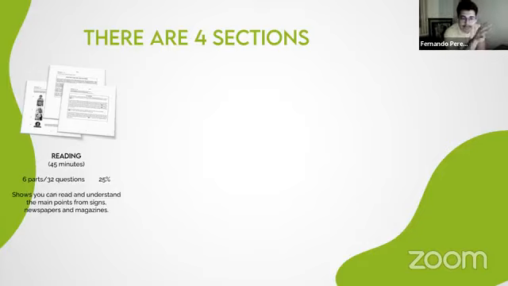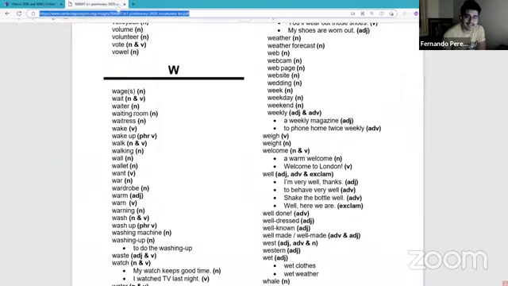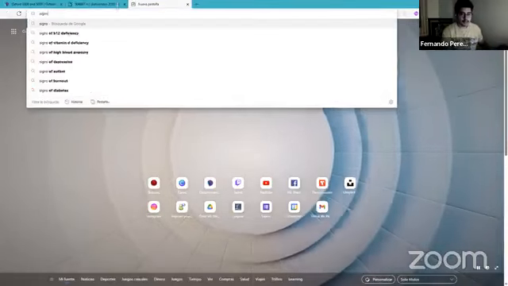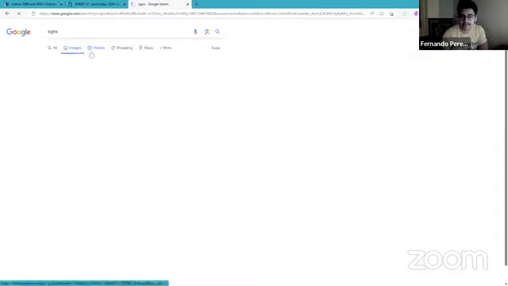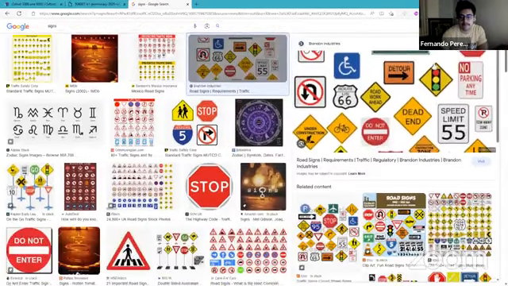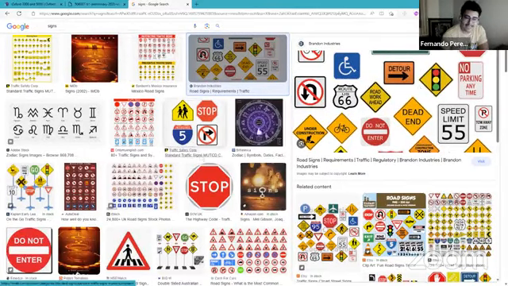Okay? So the reading section shows that you can read and understand the main points from signs, newspapers, and magazines. Do you know what is a sign? No? Okay, let's go through signs. These are signs. So when you see a sign, what does it mean?